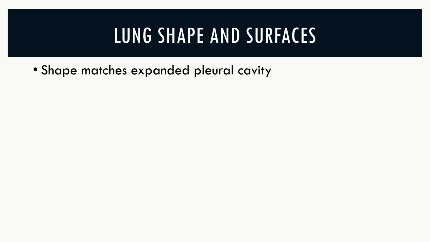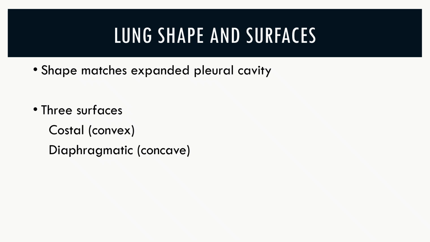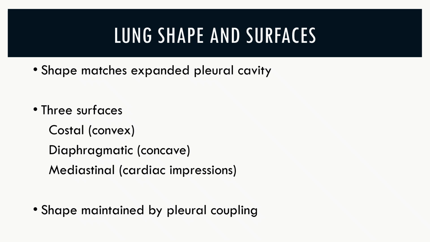Lung shape and surfaces. The shape of lung corresponds to that of fully expanded pleural cavity. Three surfaces can be identified: the convex costal surface, the concave diaphragmatic surface, and the mediastinal surface, which allows impression of heart. This overall shape is maintained by pleural coupling.